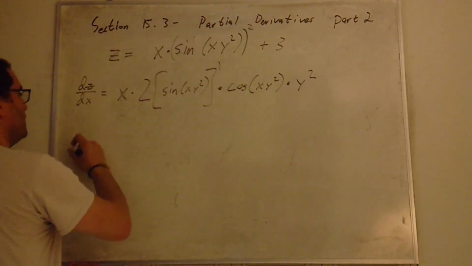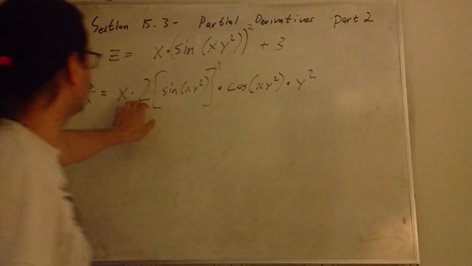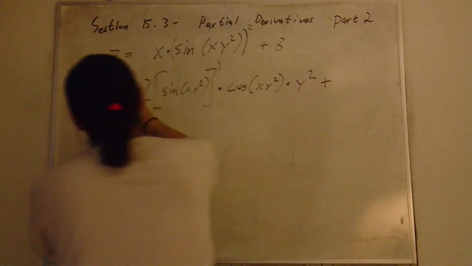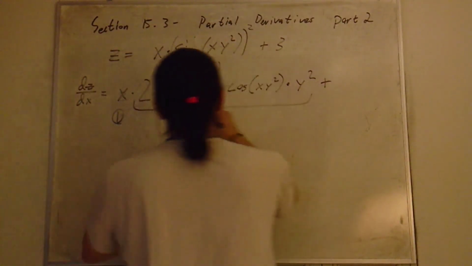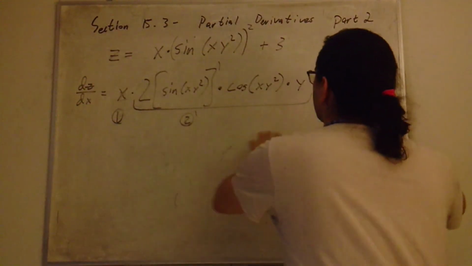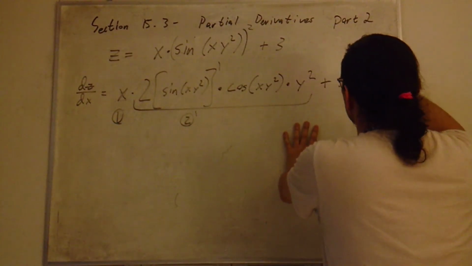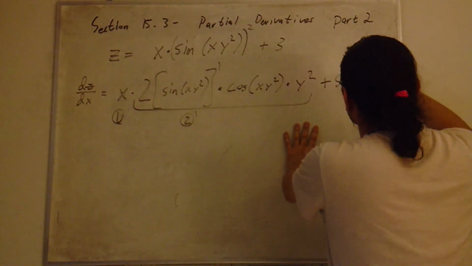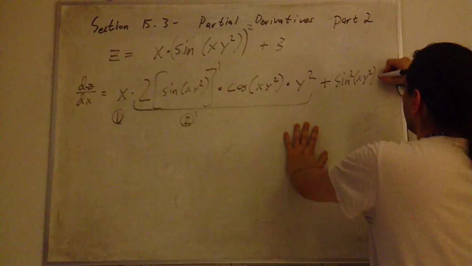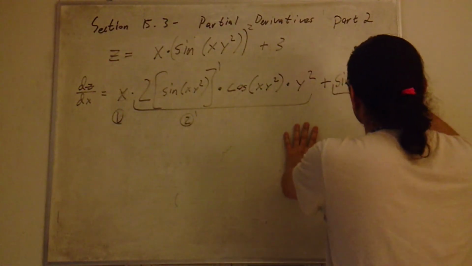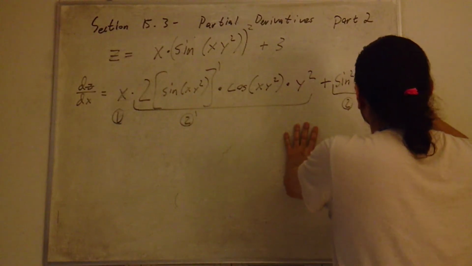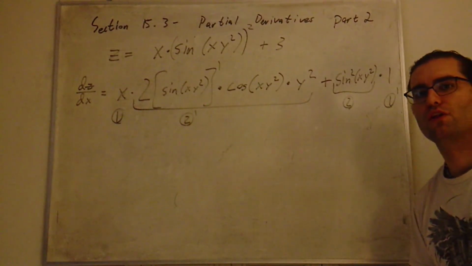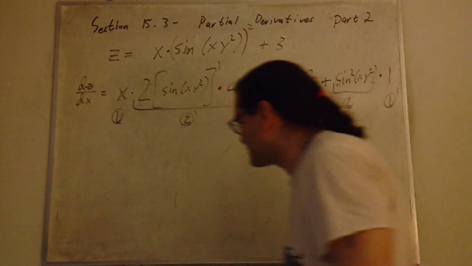But I will do, oh no, this is just the first half of the product rule. Plus, this whole thing is the derivative of the second. So I need to do the second, sine squared of xy squared, times the derivative of the first, which is 1. Okay. This was probably a mistake, but I'm going to finish the first partials at least.